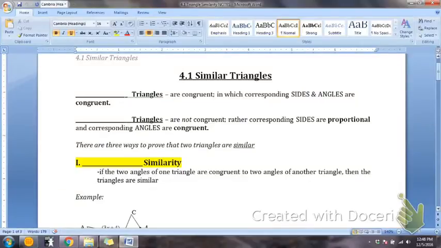So lesson 4.1 is very similar to congruent triangles. Remember we talked about side-angle-side, side-side-side, all that kind of stuff. We're going to talk about the same thing today, except the difference between congruent triangles and similar triangles is what we're going to focus on today. So the first blank there is talking about congruent triangles. Okay, so that's your blank there, congruent.